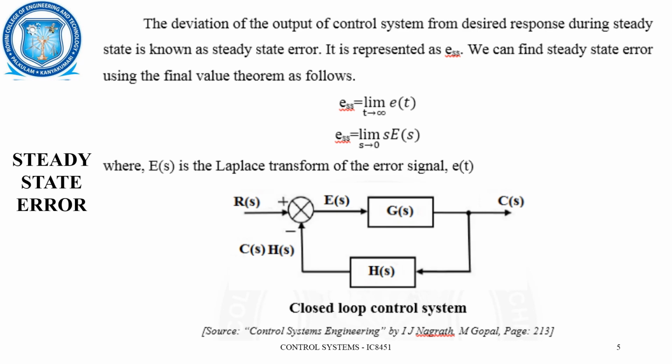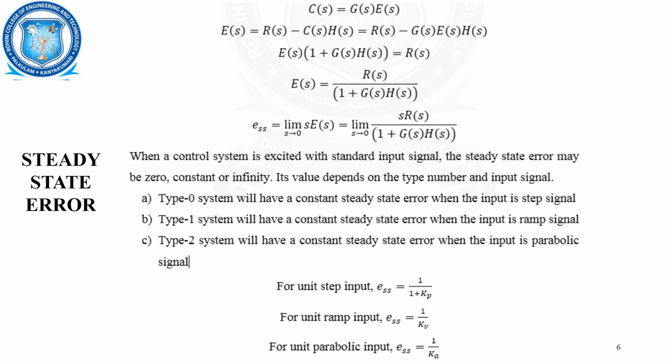We can consider this E of s value as a substitution effect here. We have C of s is equal to G of s into E of s. So now when we take E of s outside, we get 1 plus G of s into H of s, which is equal to R of s. Therefore, E of s is equal to R of s divided by 1 plus G of s into H of s. Now we have calculated the error with respect to the Laplace transform, and the steady state error is limit s tends to 0 s into E of s. And substituting, we'll get this.